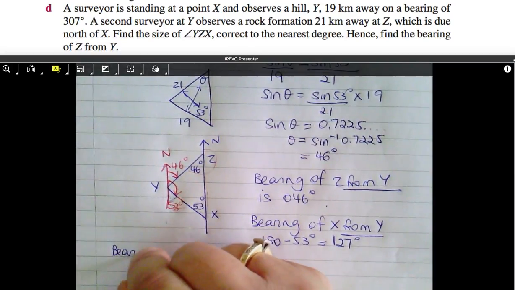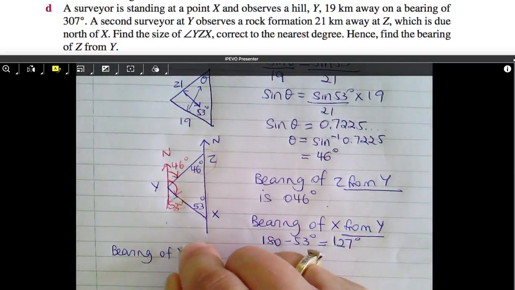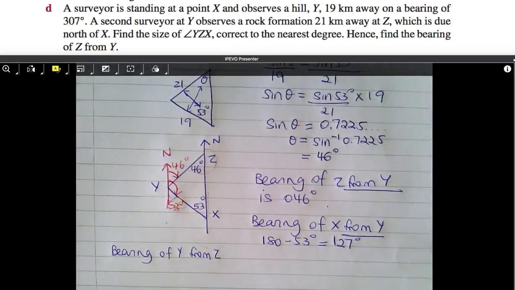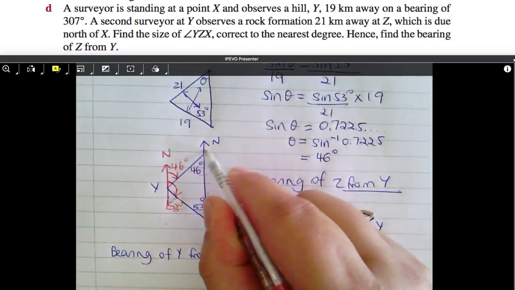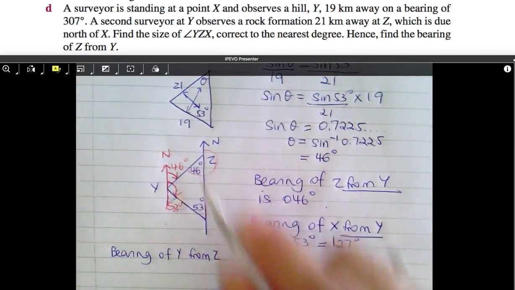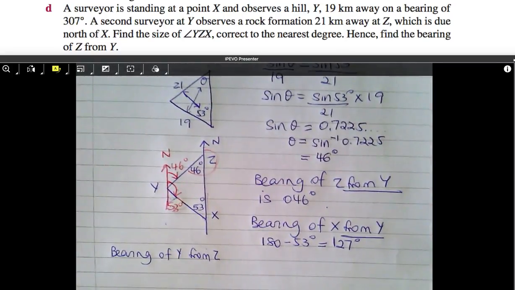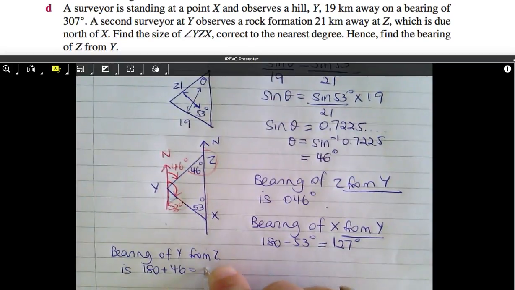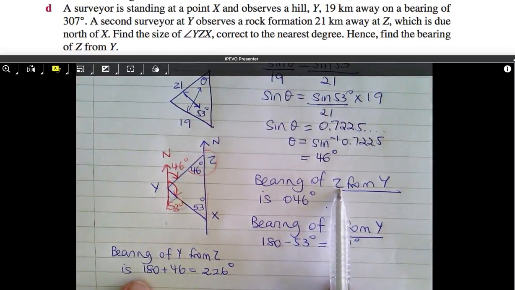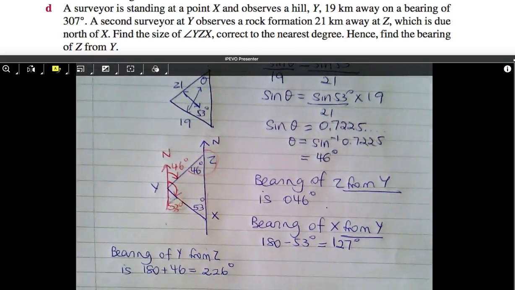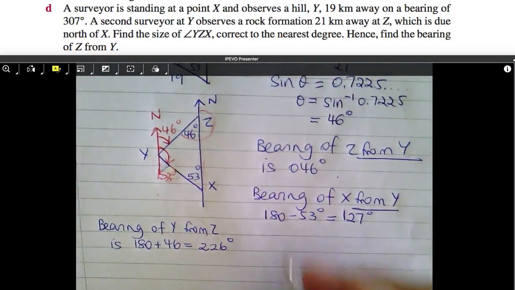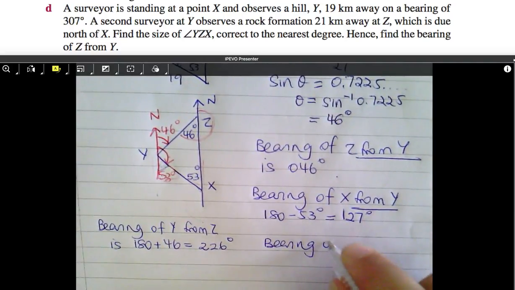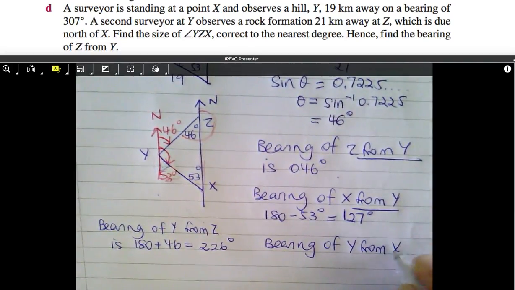Just doing a few more bearings. The bearing of Y from Z, how would you work it out? You look at Z, north sign, go clockwise until you find the line that Y sits on. The bearing of Y from Z is 180 plus 46, which is 226 degrees. Notice it's the 180 degree difference to the bearing of Z from Y.